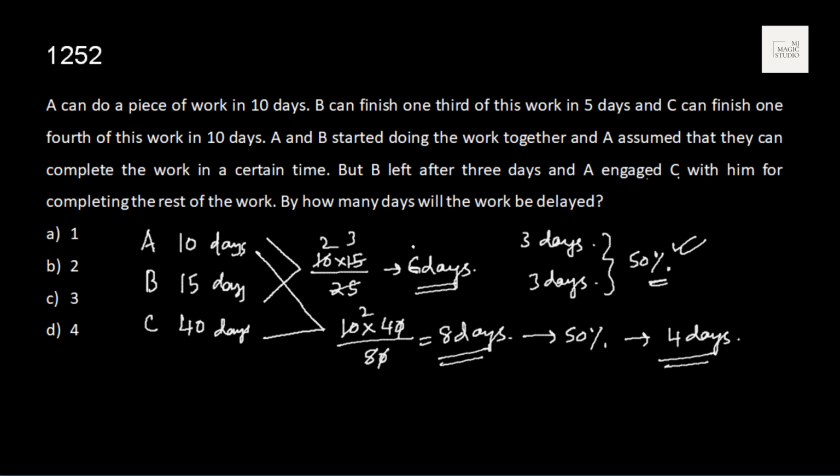Initially, work was completing in 6 days. 3 days work was done. After 3 days, 4 days will be required by A and C working together to complete the work. That means 3 plus 4 is 7 days. So, delay is of 7 minus 6, that is 1 day. Option A.